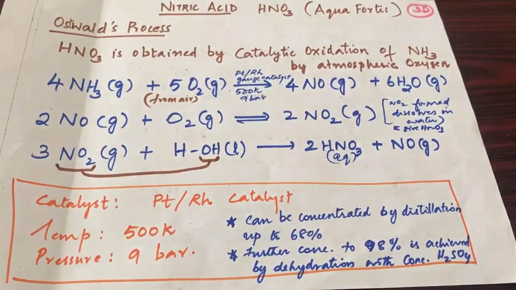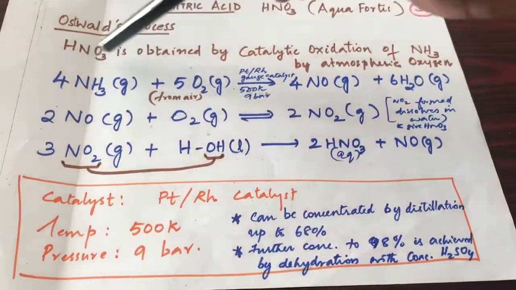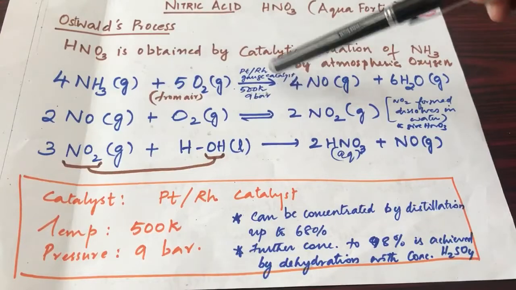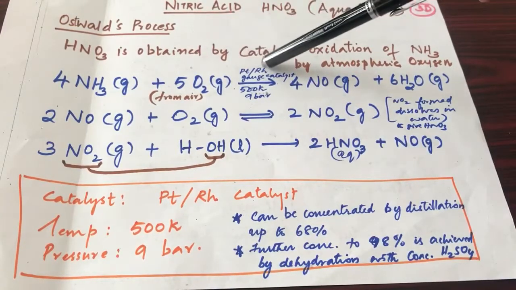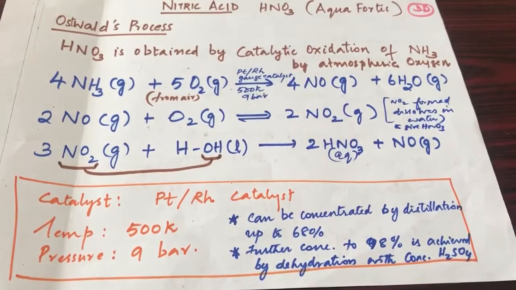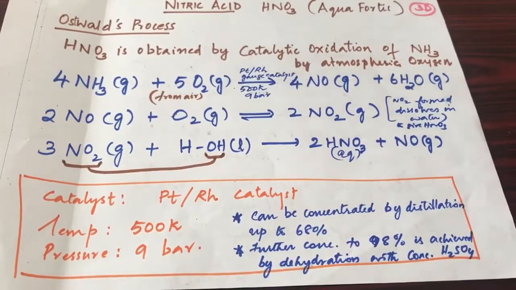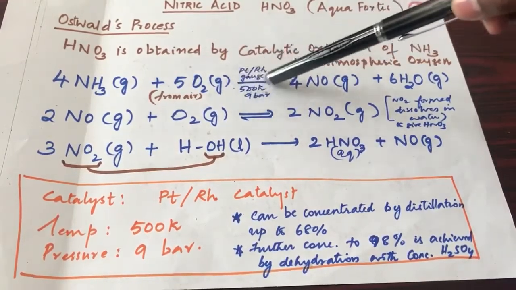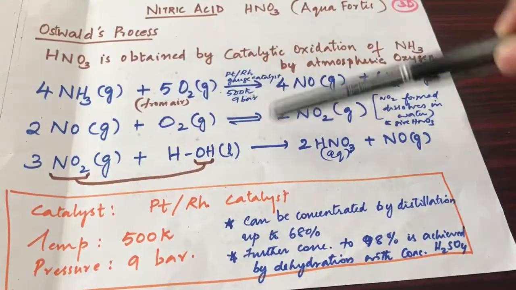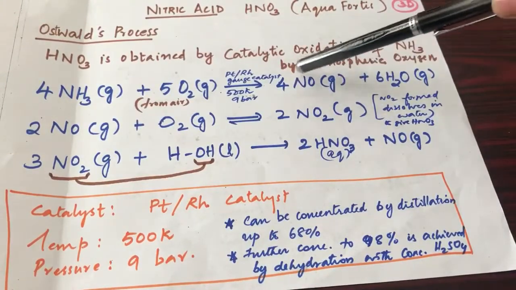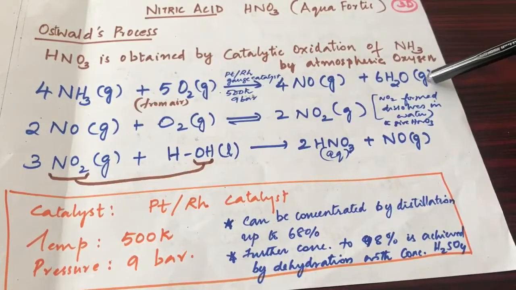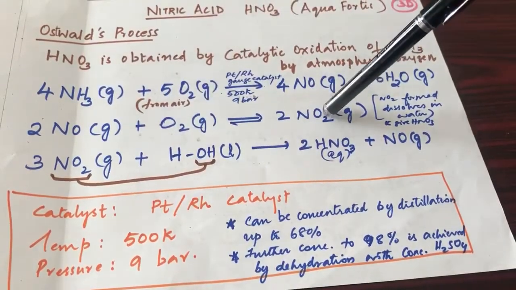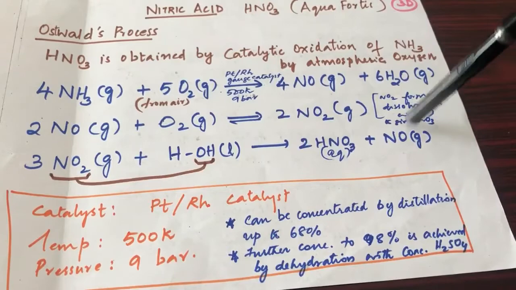Here ammonia NH3 is reacting with oxygen from air in the presence of a catalyst. See what is given here: platinum rhodium gauze catalyst. This is important, and the temperature is also important, that is 500 K and 2 to 3 bar pressure. NO and H2O are formed. That's the first step. Then we take that NO and react again with oxygen to form NO2. The NO2 formed dissolves in water and gives HNO3.